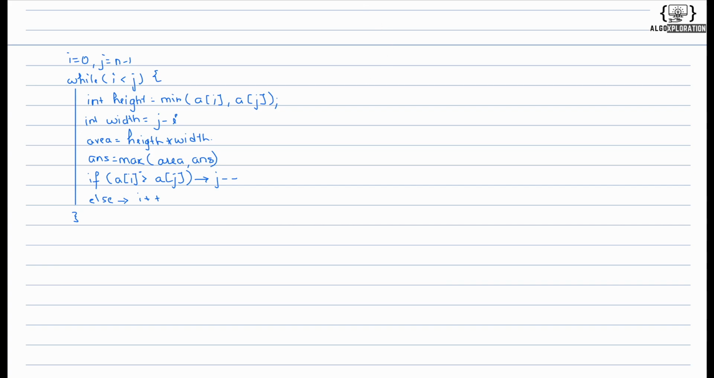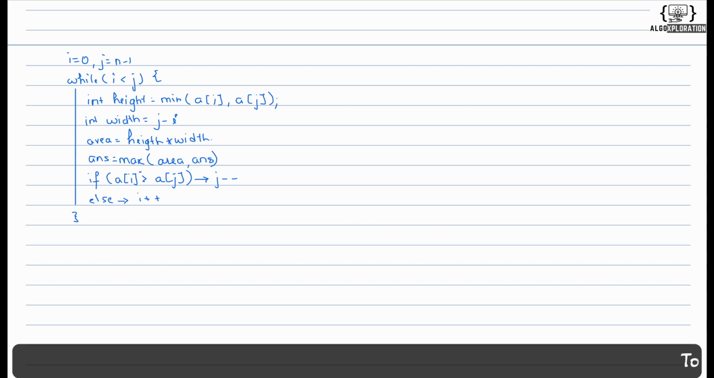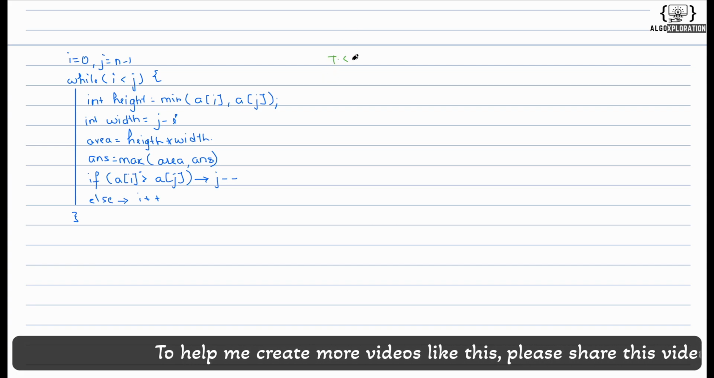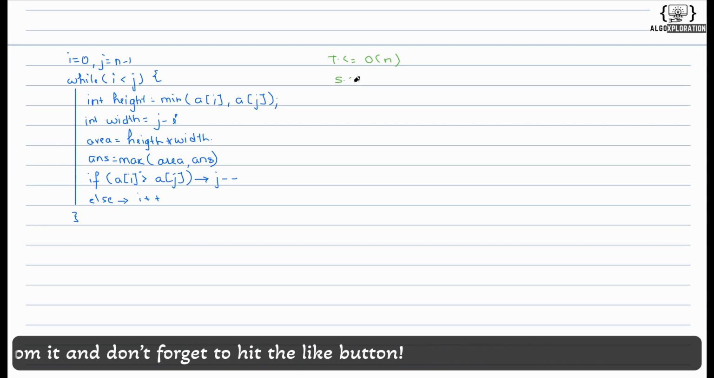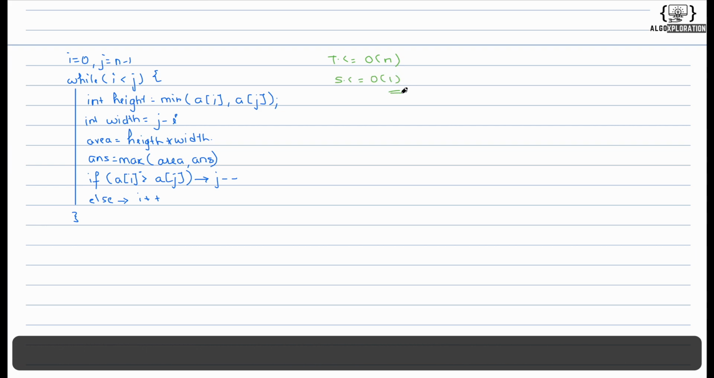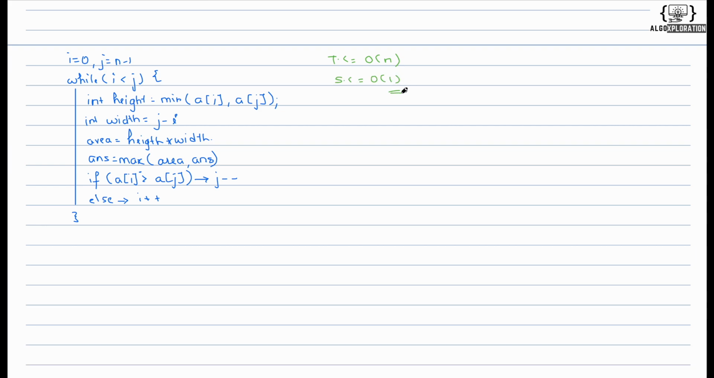Okay, so here we can see that we have just used a single while loop. So the time complexity, I hope you know this, it's simple order of n. So the time complexity is order of n, and since we didn't take any extra space, it will be constant. I hope you got this. Okay, so in this way we can solve this problem.